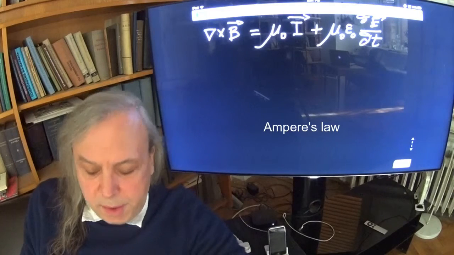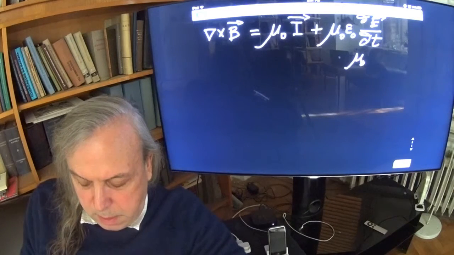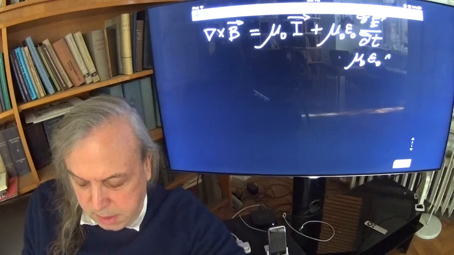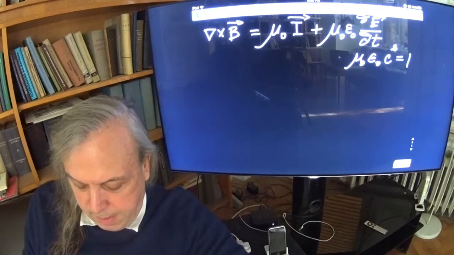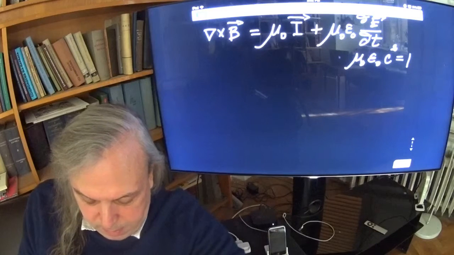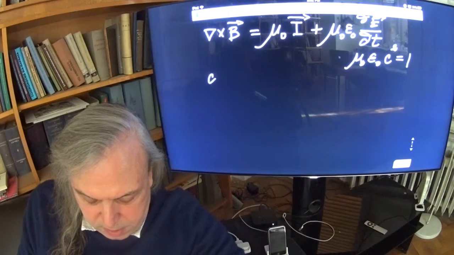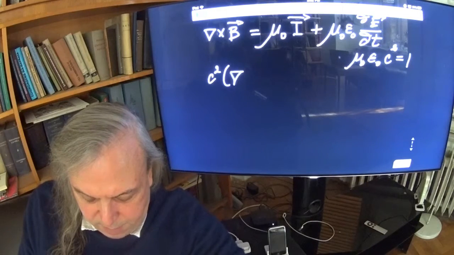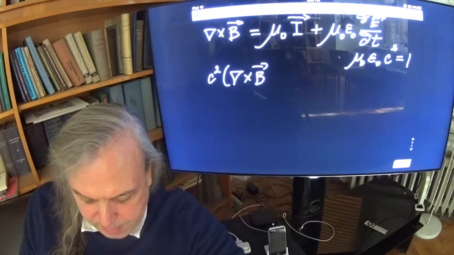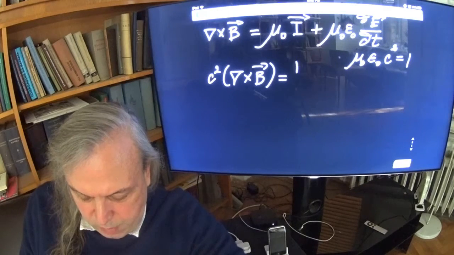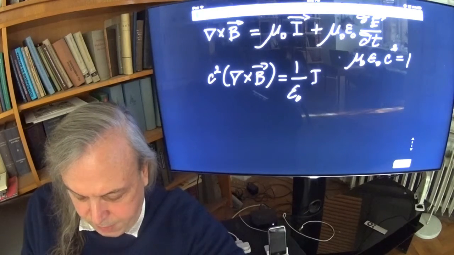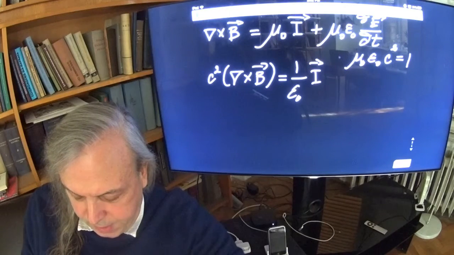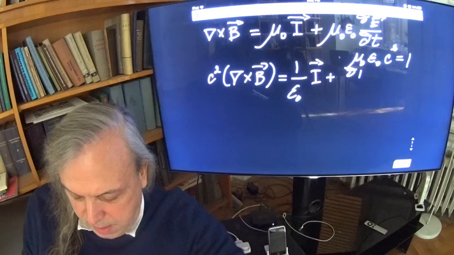And now we'll use the equality μ0 epsilon naught c² equals 1, where c is the velocity of light. Thus we get c² curl of B equals 1 over epsilon naught times current density plus dE dt.